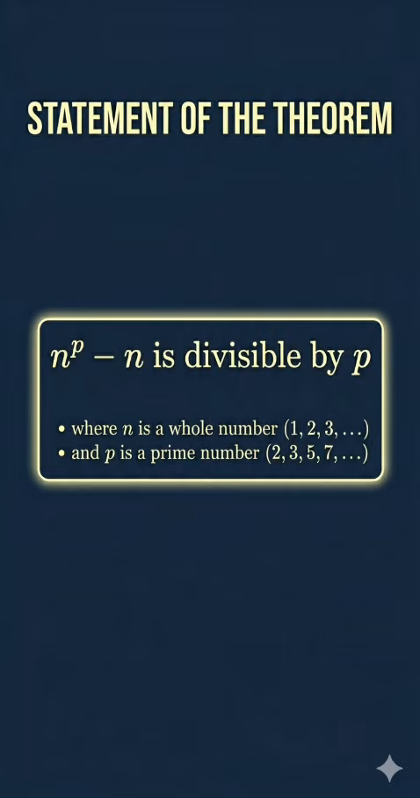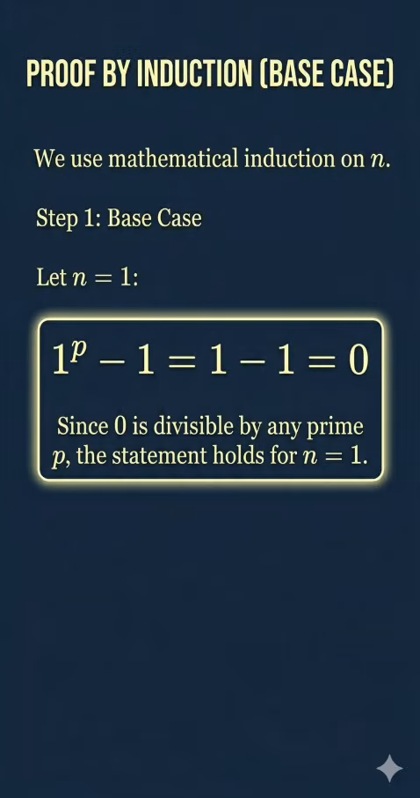Our first step is the base case. We test if the theorem holds true when n equals 1. If we plug 1 into our equation, we get 1 raised to the power of p minus 1, which equals 0. Since 0 is divisible by any prime number p, our base case is confirmed. The foundation is set and we can move to the inductive step.